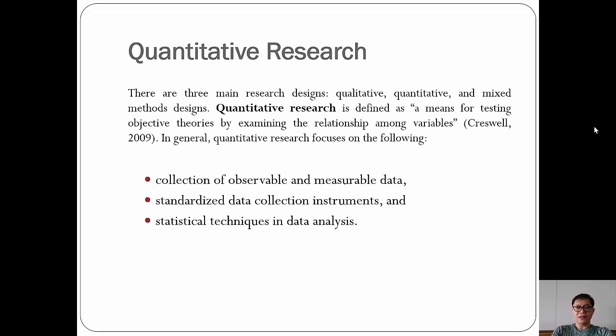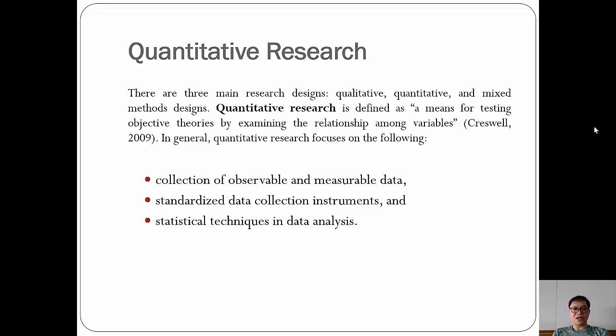So there are three main research designs: qualitative, quantitative and mixed method design. Okay? So quantitative research is defined as a means of testing objective theories by examining the relationship among the variables. So if we talk about quantitative, this is testing of two variables. Okay? Variable 1, variable 2, a chair or a table.